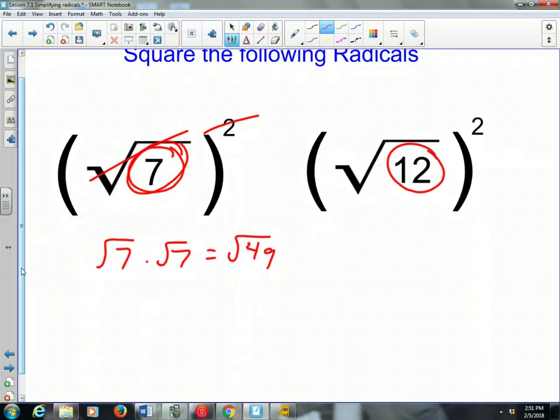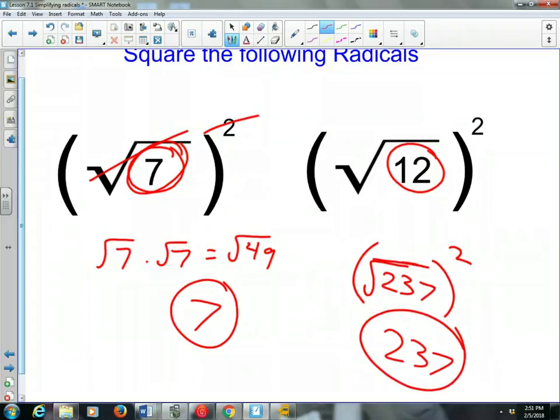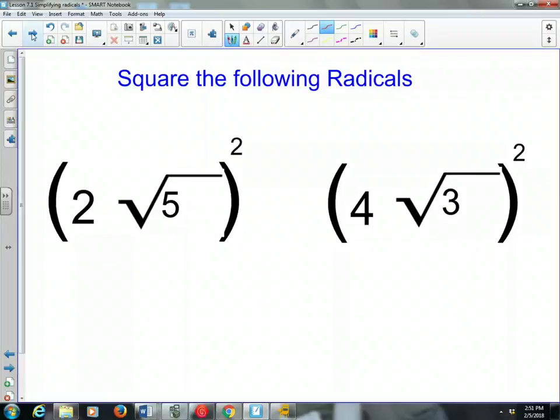And what's the square root of 49? 7, of course. So if we have root 237 squared, well, root 237 times root 237 is 237. So whenever you take a radical and square it, it just ends up with the number that's underneath the radical symbol. Now we get on to something like this.